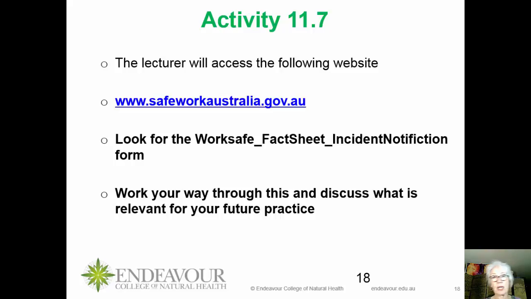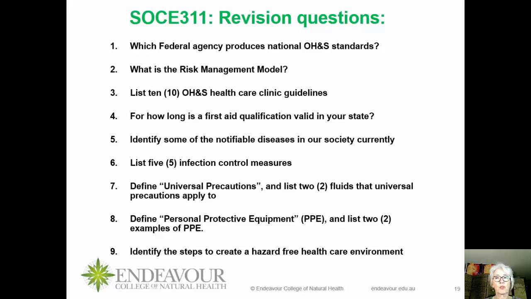Okay, and now that signals the end of our lecture 11, session 11. So let's go through a few revision questions for you. All right, so which federal agency is it that produces national OH&S standards? What is the risk management model? It's all at the beginning of this PowerPoint. List 10 OHS healthcare clinic guidelines. For how long is a first aid qualification valid in your state? So do you have to get it every year? Do you have to get it every 2 years?